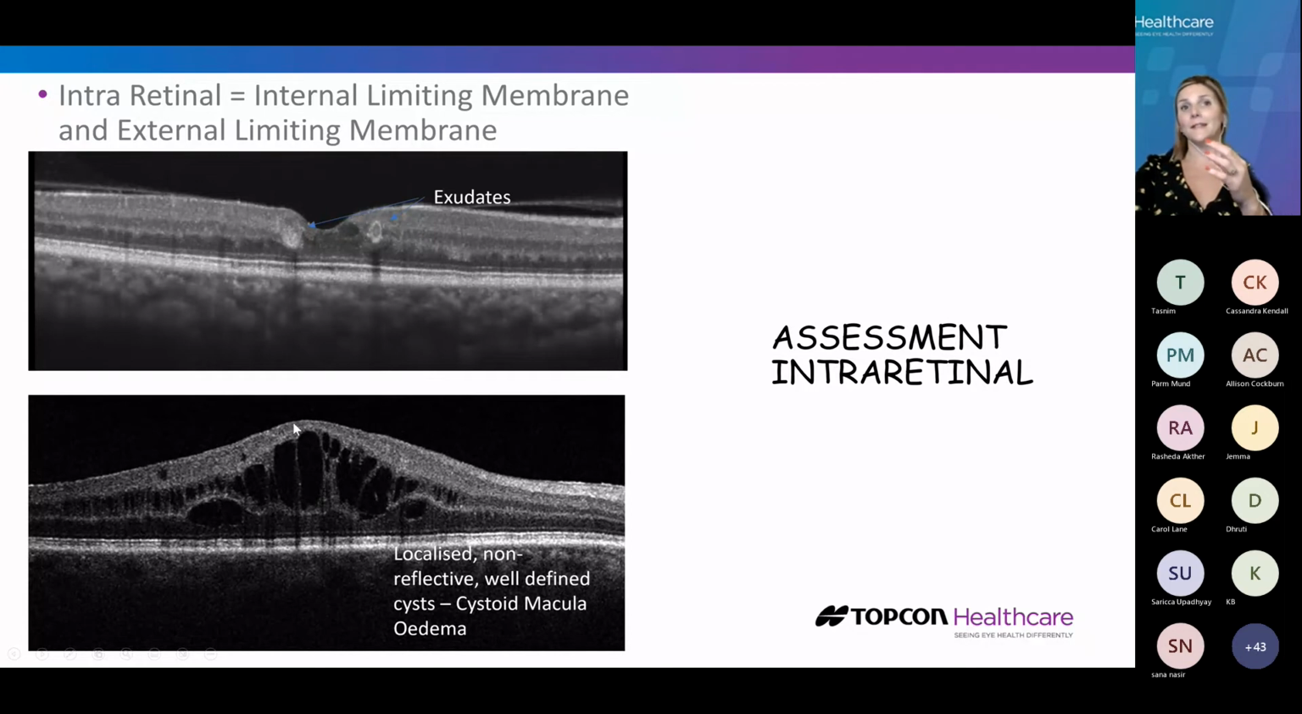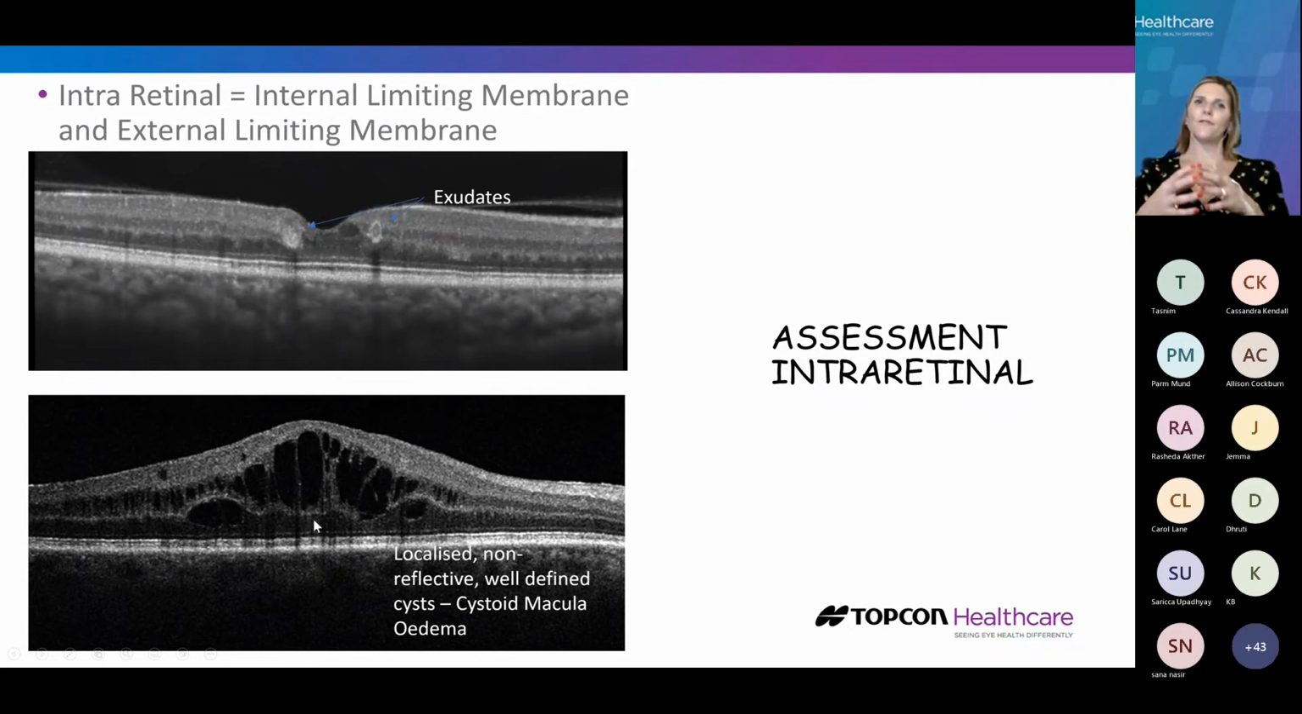Now, you can see the profile has changed, hasn't it? So we haven't got our normal foveal depression. But if we look from our ILM, our ELM is still intact, our photoreceptors and our RPE. So we do know that it's only in the intraretinal section.